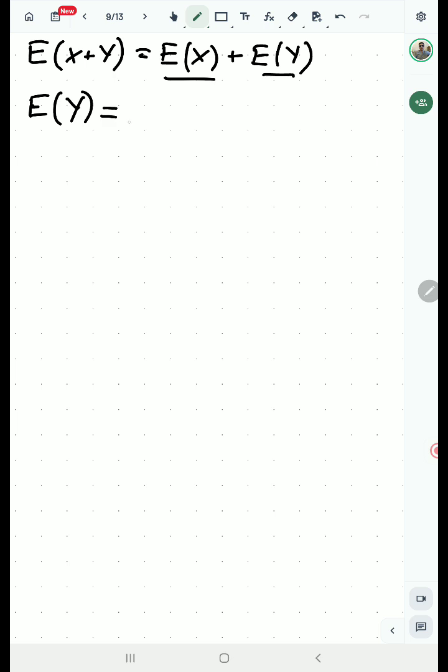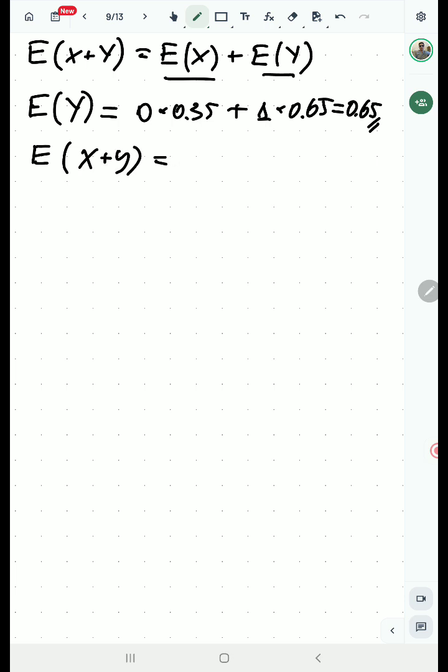Now expectation of y is taking the value of 0 with probability of 0.35 plus it takes the value of 1 with probability of 0.65. And that result is equal to 0.65, right? So that is the expectation of y. Therefore, the expectation of x plus y is going to be equal to 2.5 plus 0.65, and that gives you 3.15. All right. Alternatively, you could just calculate it using the joint probability mass function.